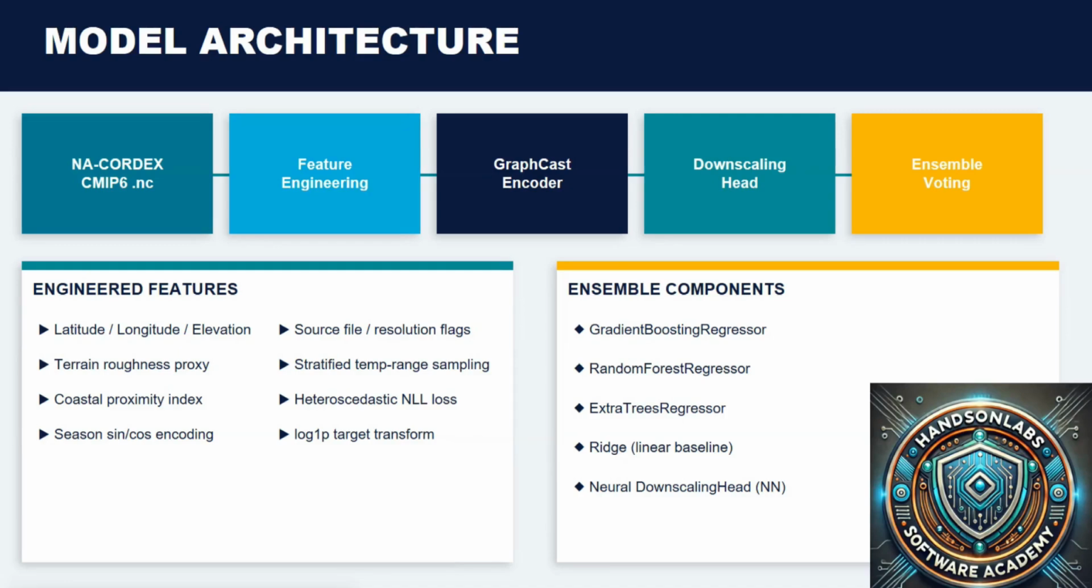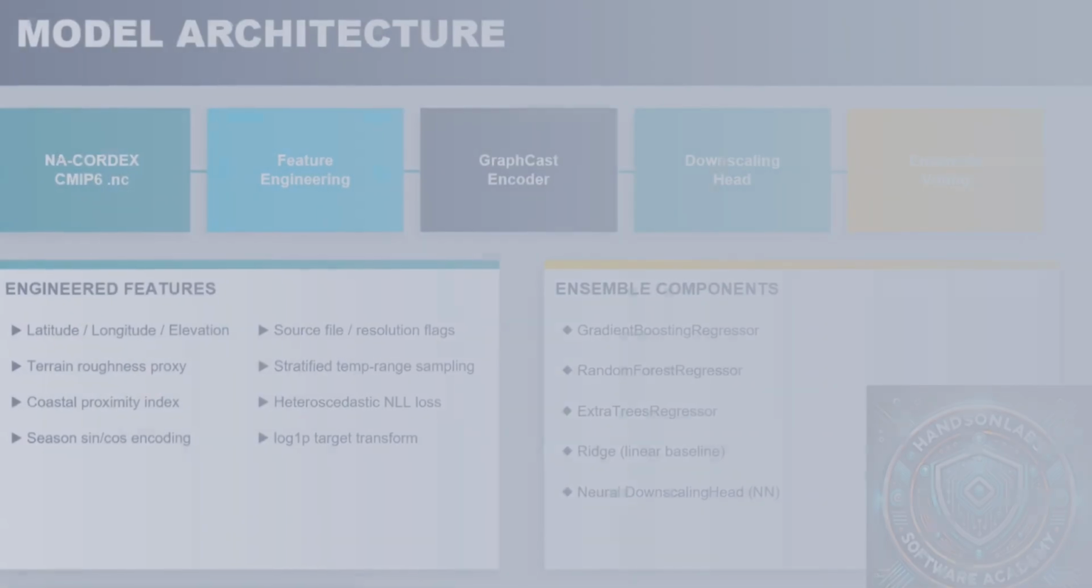Now let's look at the ensemble components. You have the gradient boosting regressor, all right, the random forest regressor, the extra trees regressor, the ridge linear baseline, and the neural downscaling head. So let's move to the next thing now, which is the data split strategy.